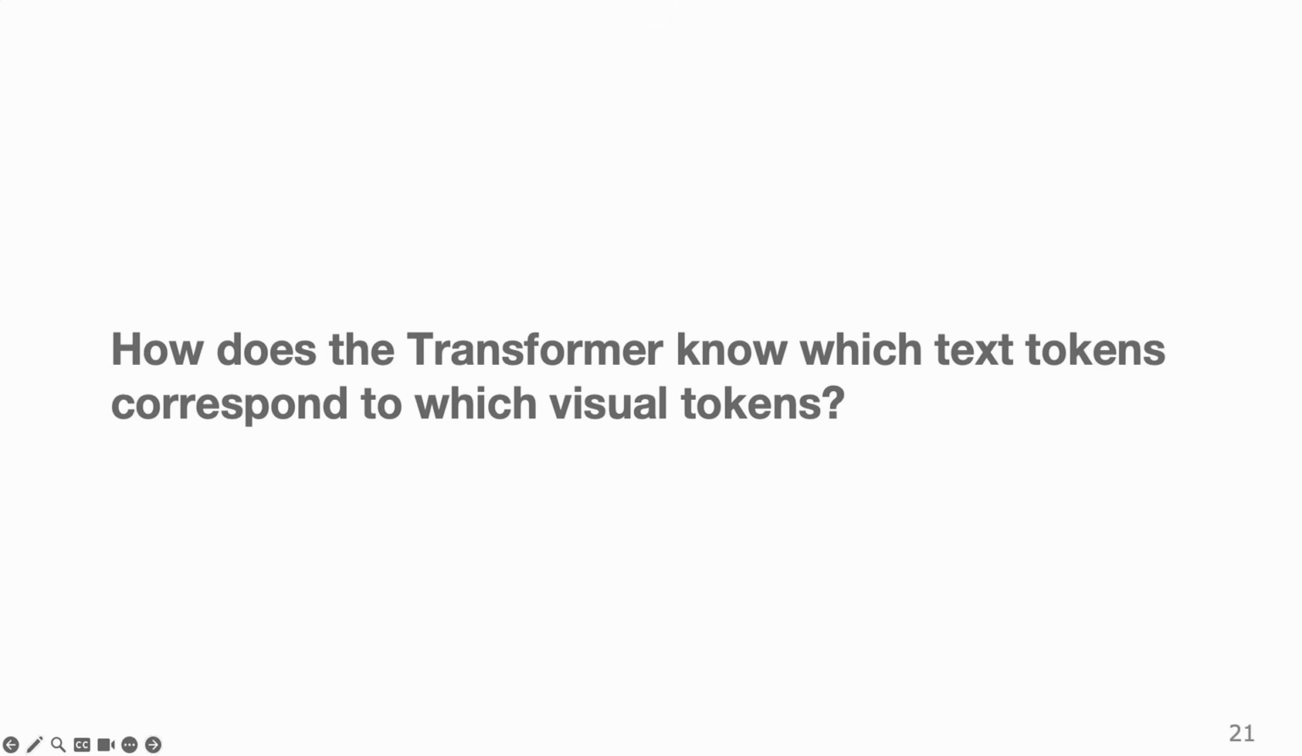So now we are in this kind of elegant situation where everything is a token. But this raises the question: if we just concatenate these image and text tokens in the sequence together, then the transformer has no idea which one came from an image and which one came from text, and how they relate, right?